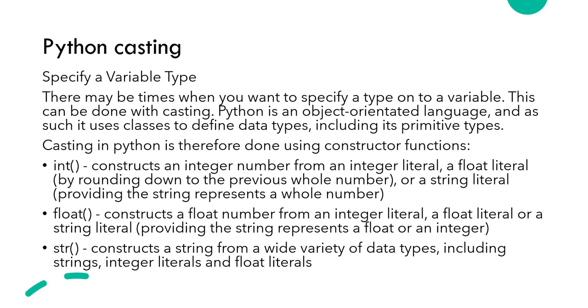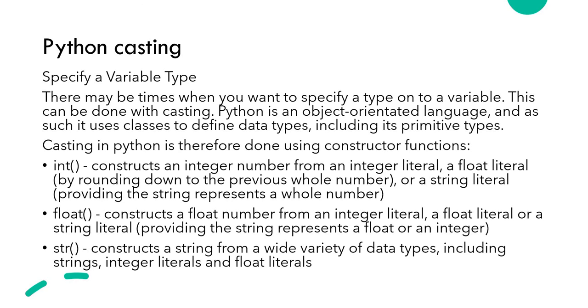Now Python casting, specify a variable type. There may be times when you want to specify a type onto a variable. This can be done with casting. Python is an object-oriented language and as such it uses class to define data types including its primitive types. So this is how you specify a type onto a variable.